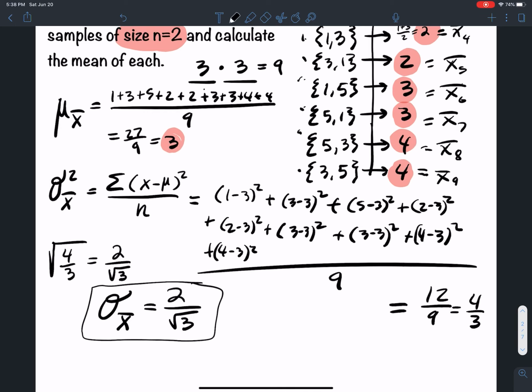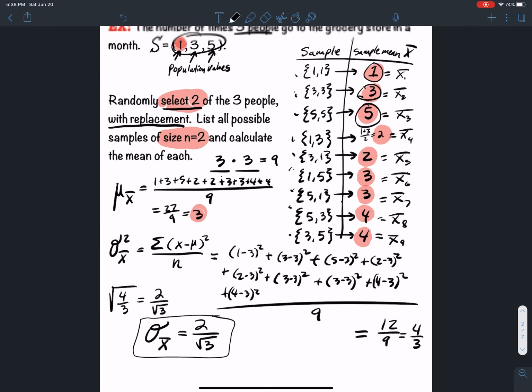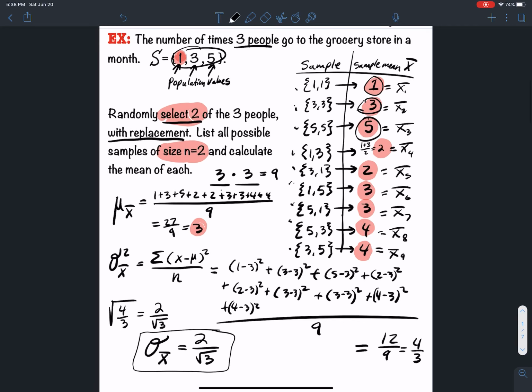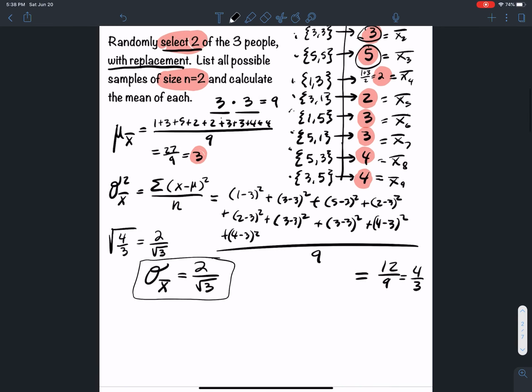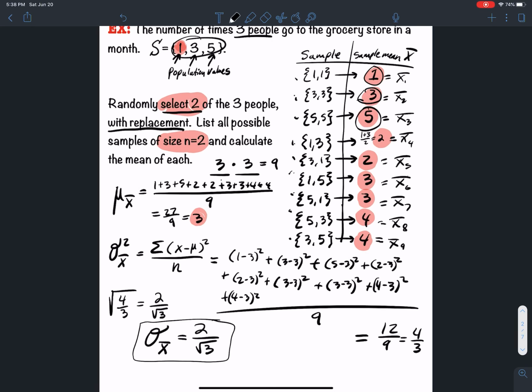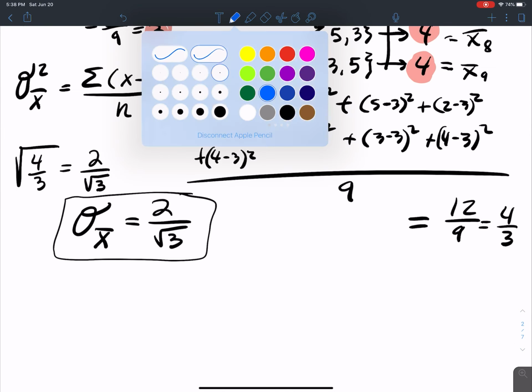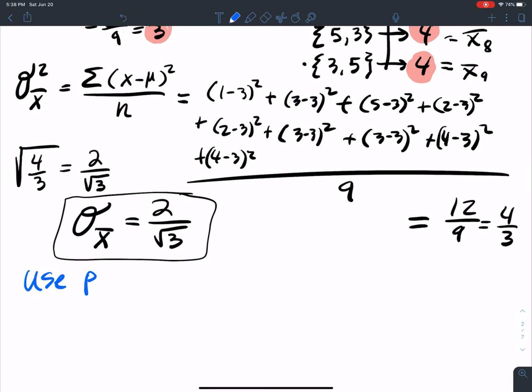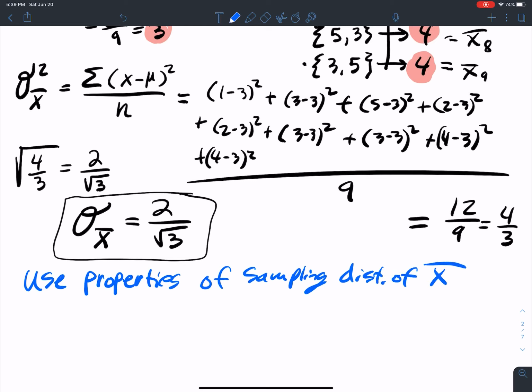Now, there is a much faster way to get these numbers, okay? That's a lot of work, right? There's got to be a better way. So let me show you the better way than doing all this work here. Use the properties of the sampling distribution of sample means. Okay, what is the property? The mean of the sample mean is equal to the original population mean, and the standard deviation of the sample mean is equal to the standard deviation divided by the square root of n.